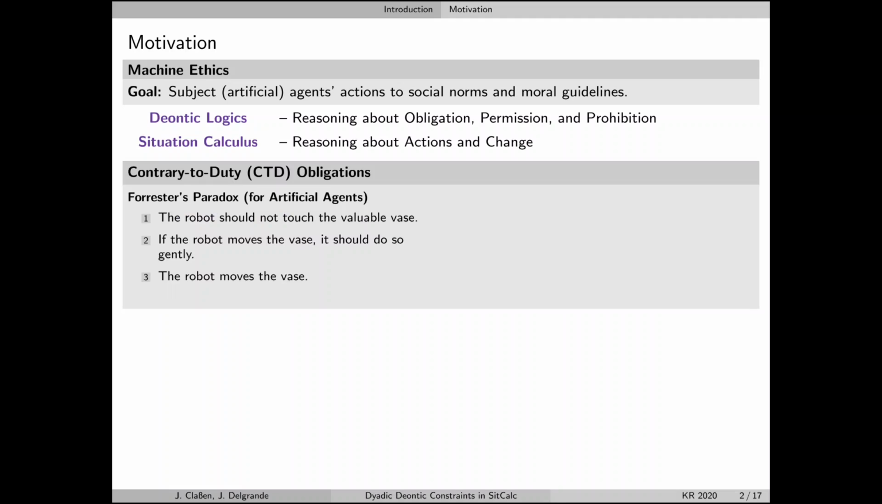In particular, we want to be able to treat so-called contrary to duty scenarios, a well-known example due to Forrester, which we slightly adapted here for artificial agents. In the case of a household robot, we want to instruct it to not touch a valuable antique vase. However, if for whatever reason it has to move the vase, it at least should do so gently. And when the robot then actually moves the vase, we want it to do it in the appropriate manner.